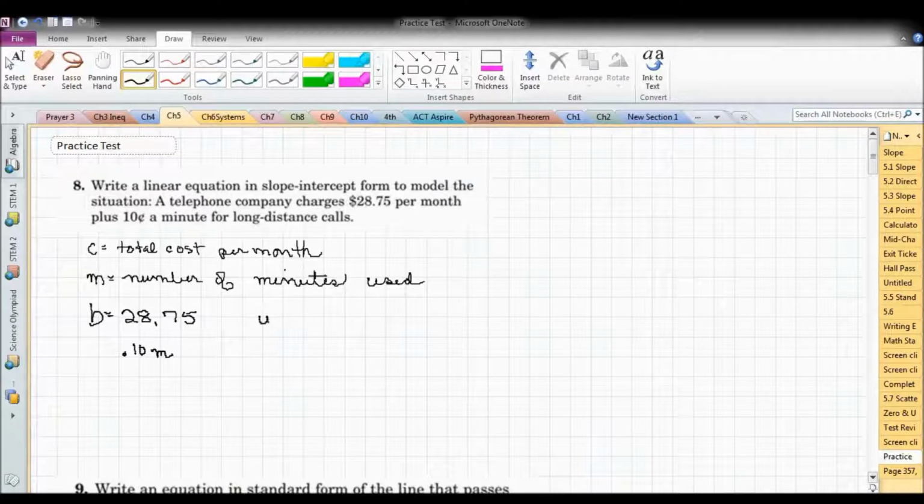And I wrote y, but it should have been c since I declared my variable as c. It should be c is equal to 0.1m plus 28.75. That's going to give us our total monthly cost.